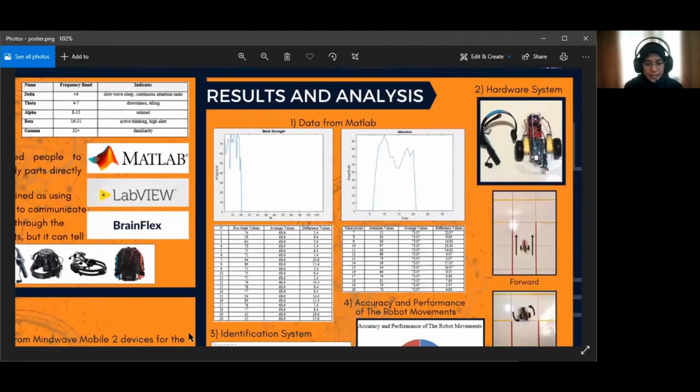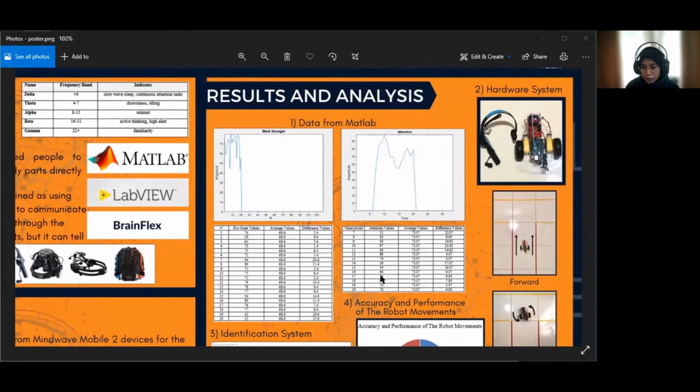For the results and analysis. Firstly, this is the data from MATLAB. We can see the real-time data plotting for attention and blink strength. We can also see the table where the average and difference values were calculated. This is using Microsoft Excel. All the data were collected and changed into this table for the analysis.